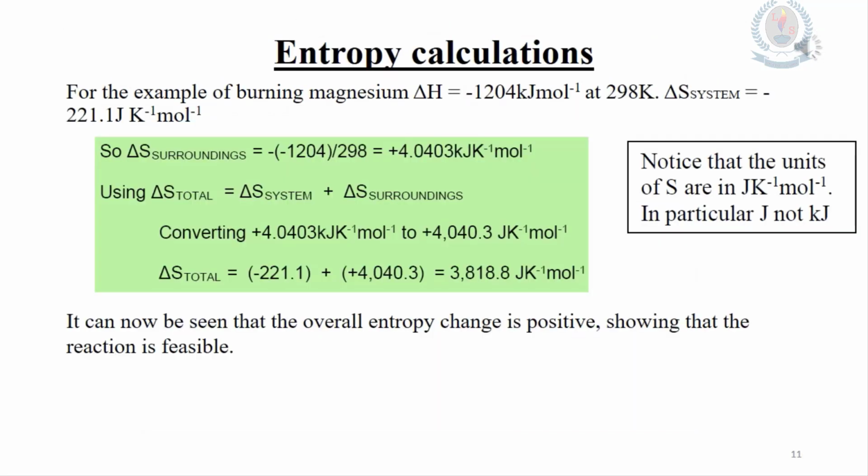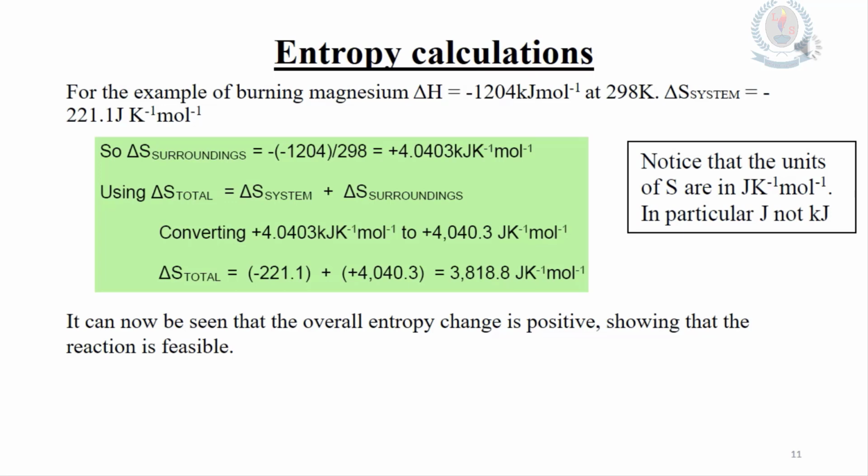Here I am discussing a simple entropy calculation. For example, burning magnesium. Here I am giving the delta H value. It means the enthalpy value is minus 1204 kilojoules per mole at 298 Kelvin. And I am giving delta S system. Delta S system equals minus 221.1 joules per Kelvin per mole.